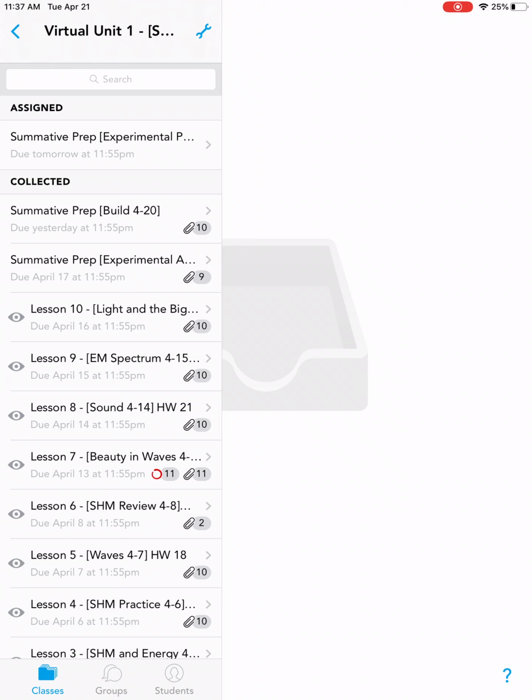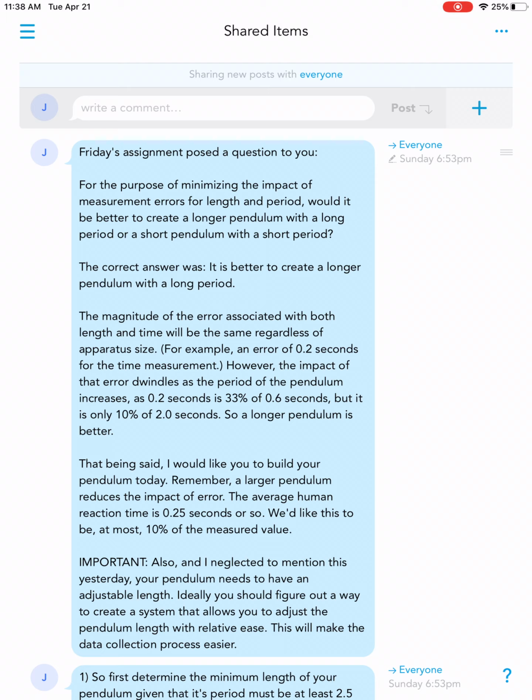As you know, yesterday's assignment was to take some household materials, build a pendulum, and make a calculation of the length of that pendulum. If you look in this folder, I know there's a lot of information. The information here is generally following up with Friday's assignment, and all of the information in this first section, Friday's assignment posed a question to you, is really just related to minimizing the error of the pendulum.